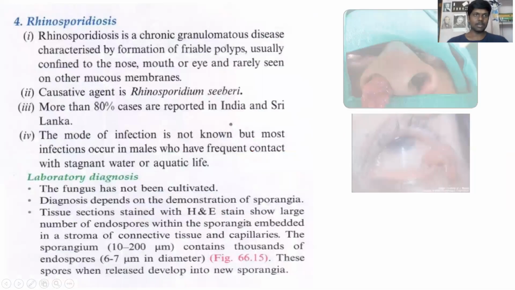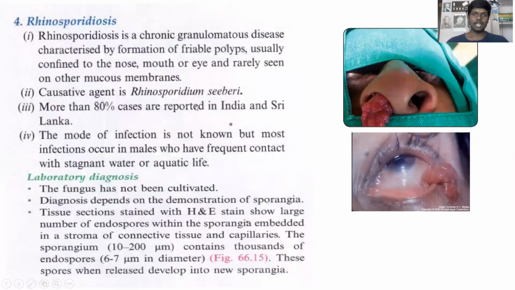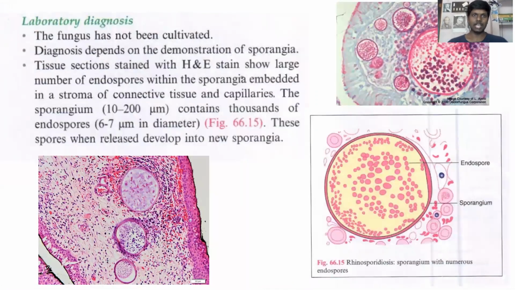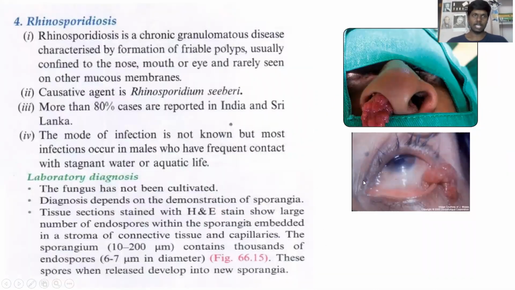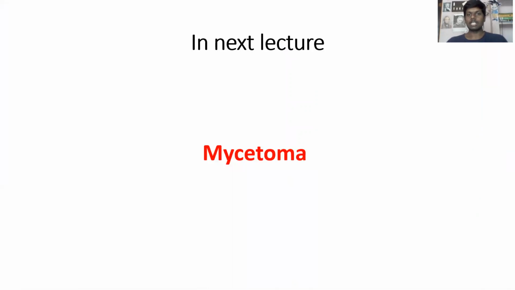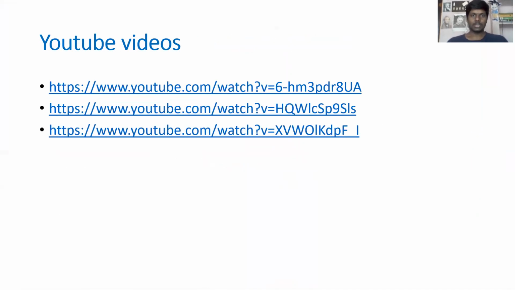Then rhinosporidiosis. Rhinosporidiosis is caused by Rhinosporidium seeberi, and 80% of the cases are from India and Sri Lanka. It is characterized by the presence of nodules in the nose, eye, and sometimes in mucous membranes also. The characteristic feature is that it cannot be cultivated in SDA medium. So directly we will take a biopsy and go for H&E staining, and you will see sporangiospores along with connective tissue and blood vessels within the sporangium. So this is the identification feature for rhinosporidiosis. Okay. So in the next lecture we will see about mycetoma. So thank you, students.